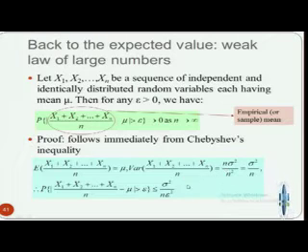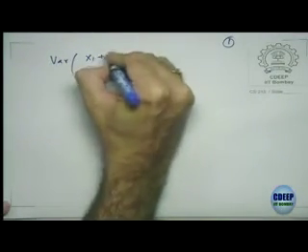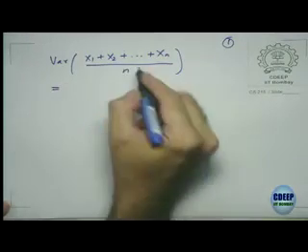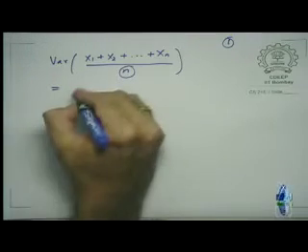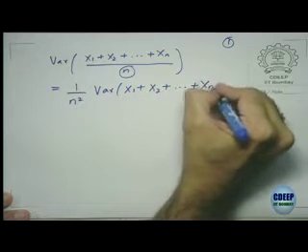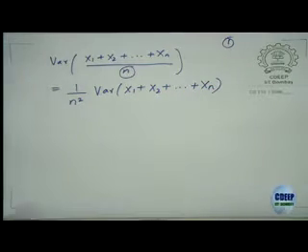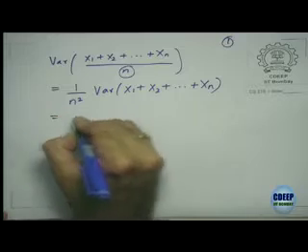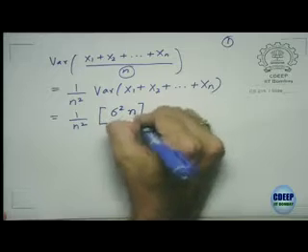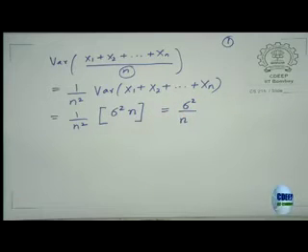The variance is the variance of (x1 plus x2 plus dot dot dot xn) divided by n. Maybe I should write this out. This n is a constant, so I can write this as 1 by n squared times the variance of x1 plus x2 and so on. We've seen this last class: if there's a constant, the variance of ax is a squared times the variance of x. So this is 1 by n squared, and the variance of each of these is sigma squared, and there are n of these. So you get sigma squared by n. Is this fair enough? Any doubts?